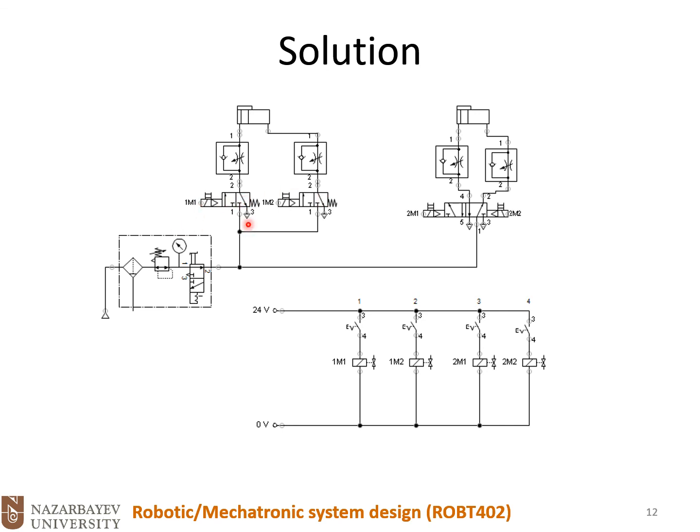Then here we have valves. We have two 3x2 valves and one 5x2 valve here. And these are basically check valves. Again, for now, you may want to ignore these ones. Check valves are used to control the speed of the cylinders. In coming sessions, I will explain what check valves are. And then we have two double acting cylinders.